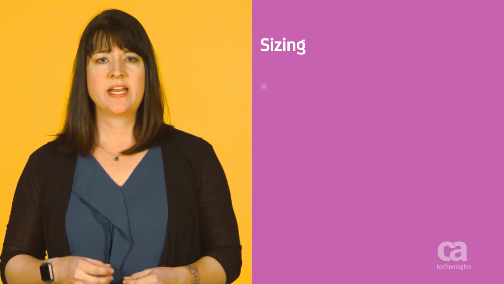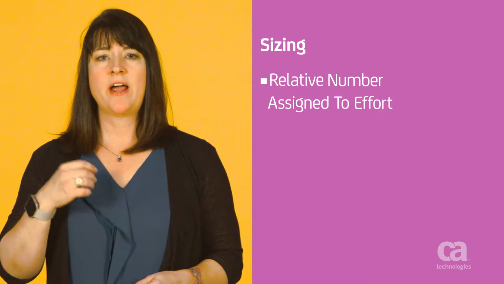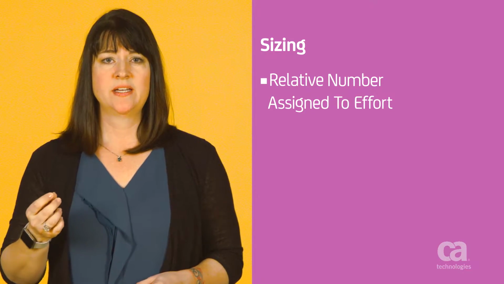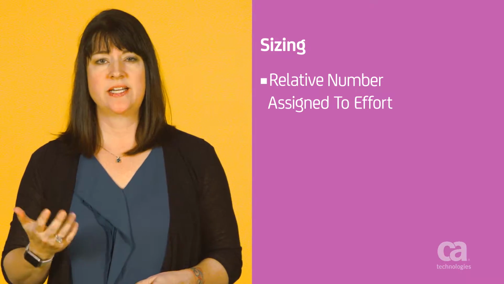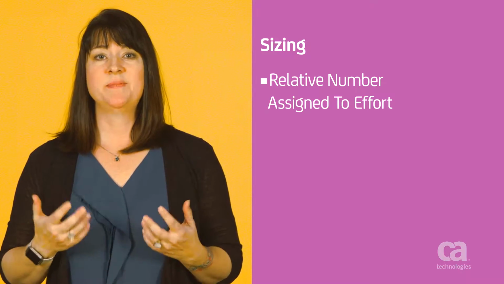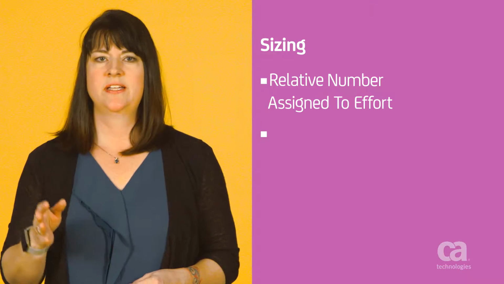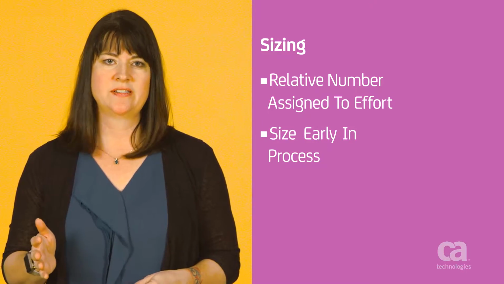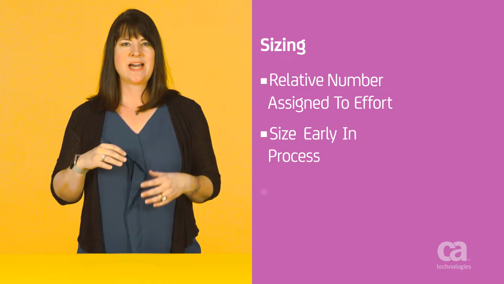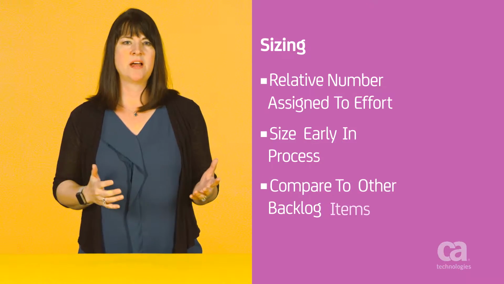Sizing refers to assigning a relative number to indicate overall effort by the whole team, including designing, developing, testing, and more. The goal is to keep it simple. We size early in the process before we need precision. So we seek only a relative size. How does this backlog item compare to others?